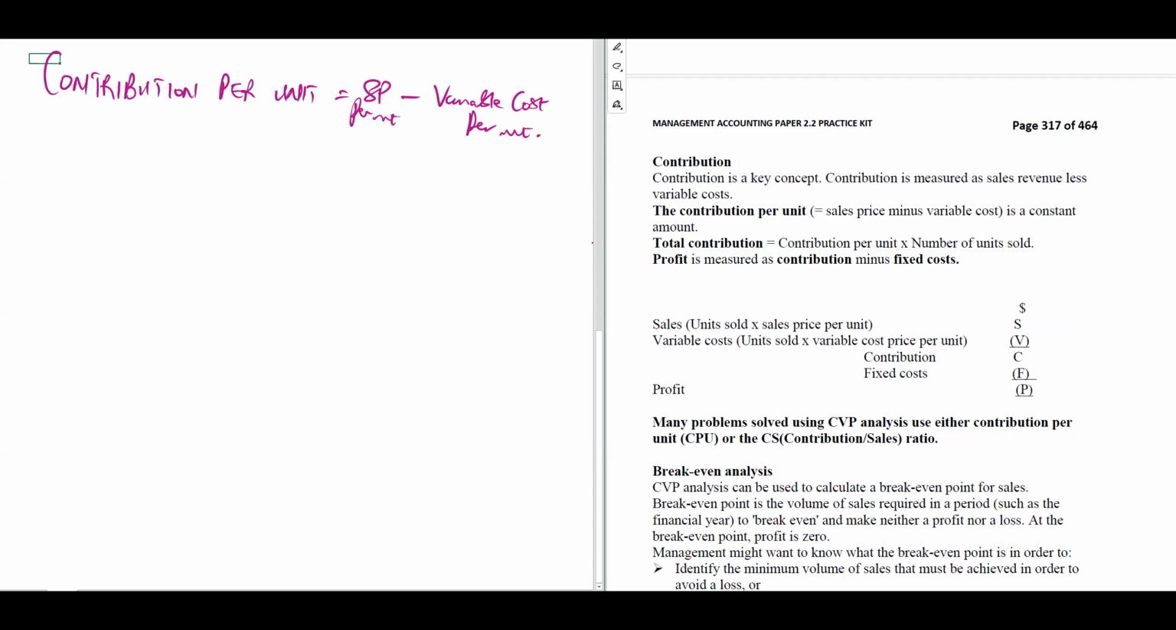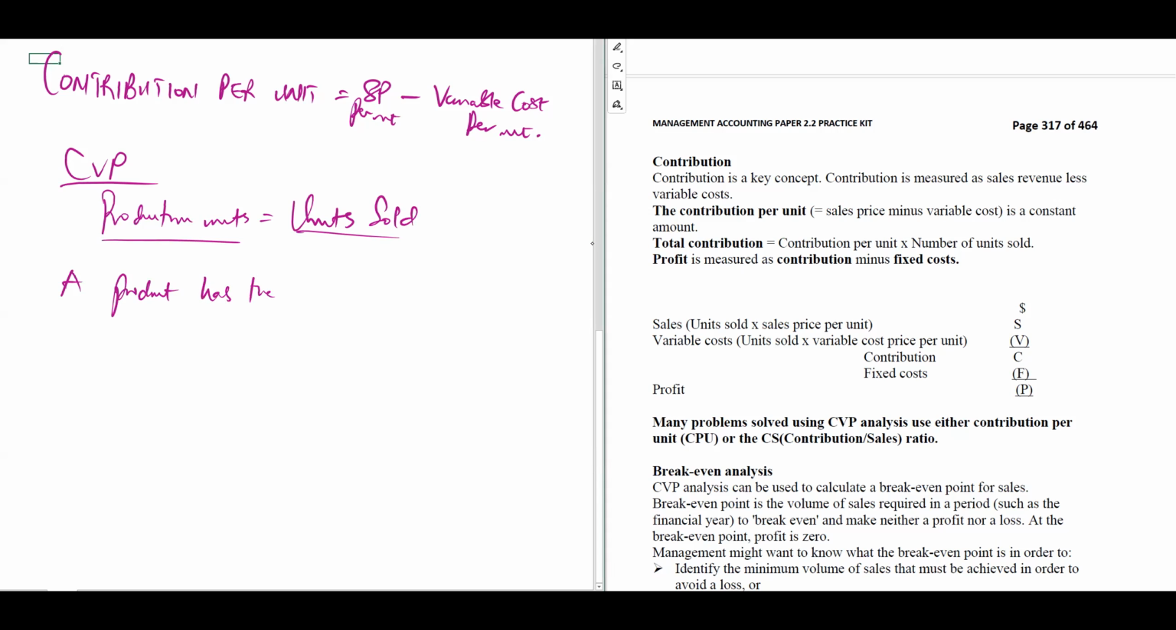Now, one thing you must understand is that we learned that under CVP, the units you produced are the same as the units sold. Is that not so? Yes, sir. So, assuming they tell you that a product has the following information: selling price of 100 cedis and variable cost of 40 cedis.